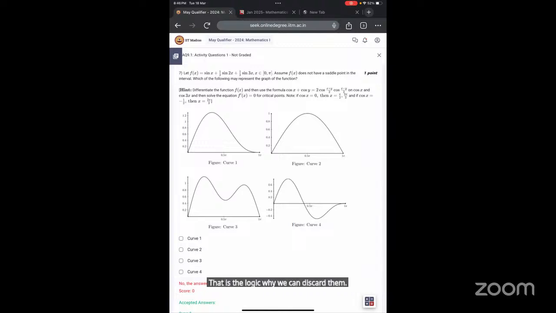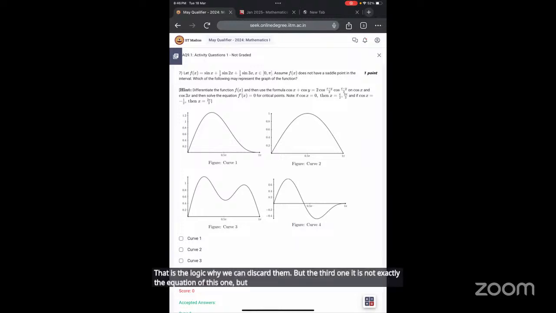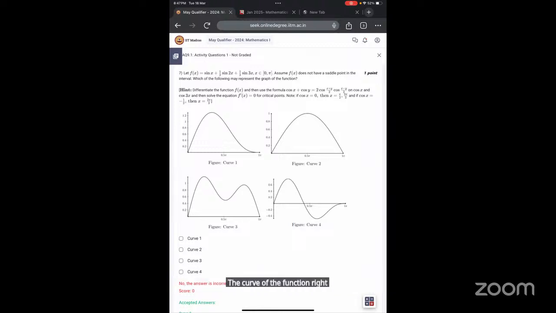But the third one, it is not exactly the equation of this one, but it can be an approximation of this, right? Sure, ma'am, I understood your point. If we adjust the third curve a bit, then we may get the curve of the function, right? Correct, madam. It is not exactly the graph of the given curve, but it can be adjusted to the graph of the given function. Are you getting the point? Yeah, we got it, madam.